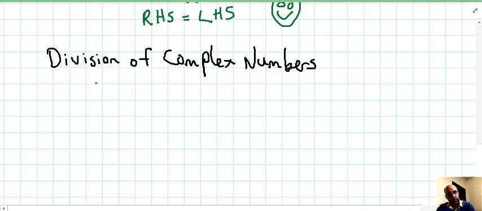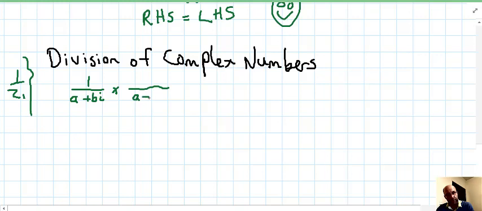Okay, well, if we have something like 1 over a plus bi, it's like saying 1 over some complex number z1. And we multiply it by the conjugate of the denominator, which would be a minus bi, multiplying top and bottom so that we're actually multiplying by 1. We get a minus bi over a squared plus b squared.